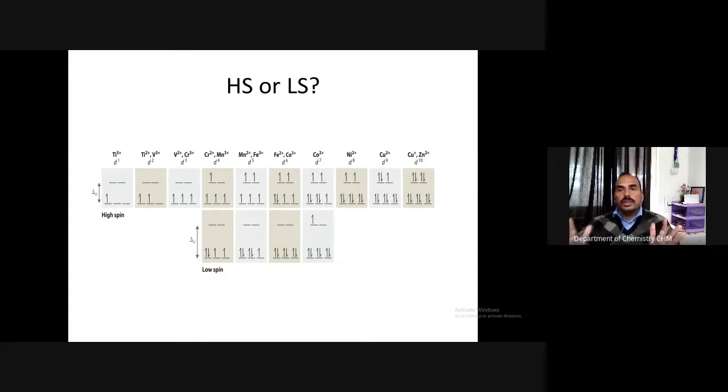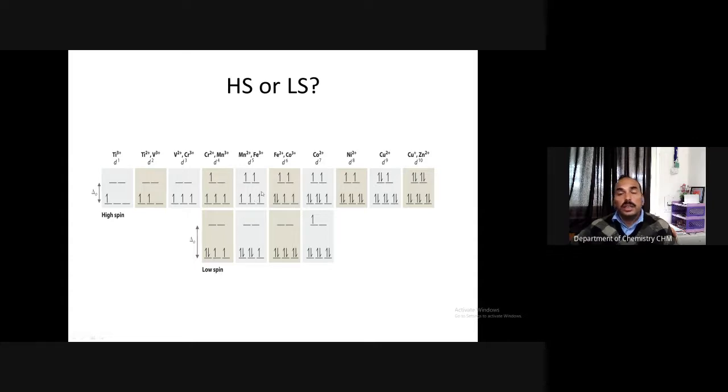Okay, this is a very important slide that you can see over here. d1, d2, d3, always high spin, no question of pairing of the electrons. d8, d9, d10, again no question of pairing of the electrons, because the t2g set is completely full, or you have to only fill up the orbitals over here. All right. So only for d4, d5, d6, d7 you have to pay attention to what kind of ligand system is there. Or if you already know the magnetic properties, you can easily predict whether it is low spin or high spin. If the ligand is a stronger field ligand or a weak field ligand, you can easily tell.